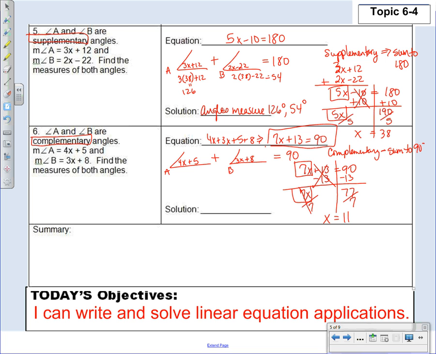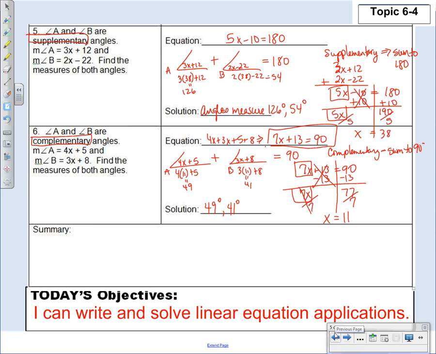Our last step is find the measure of both angles, so now we have to plug it in. So 4 times 11 plus 5. 4 times 11 is 44, plus 5 is 49. And then 3 times 11 is 33, plus 8. 33 plus 8 is 41. So our two angles are 49 degrees and 41 degrees.